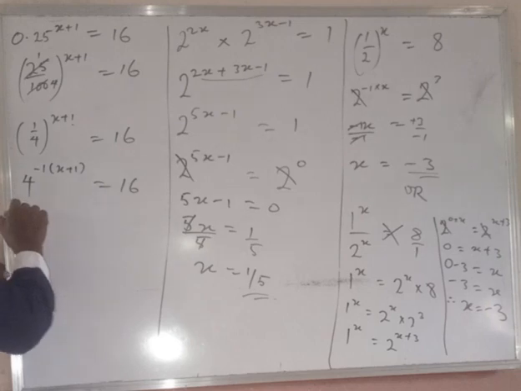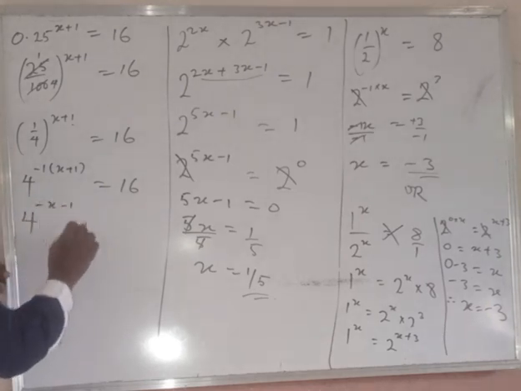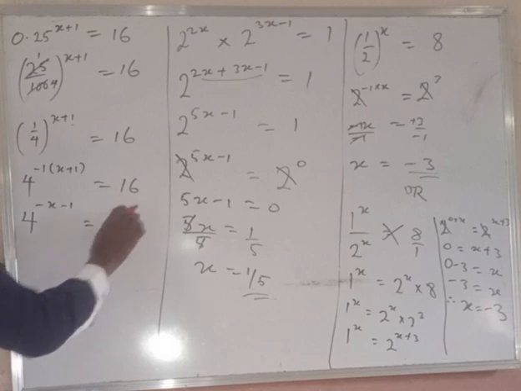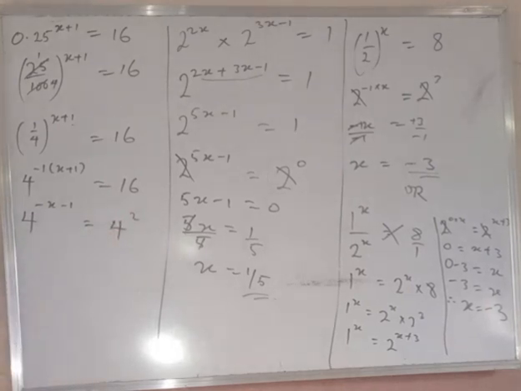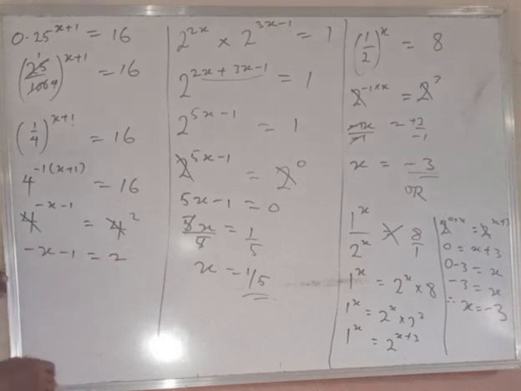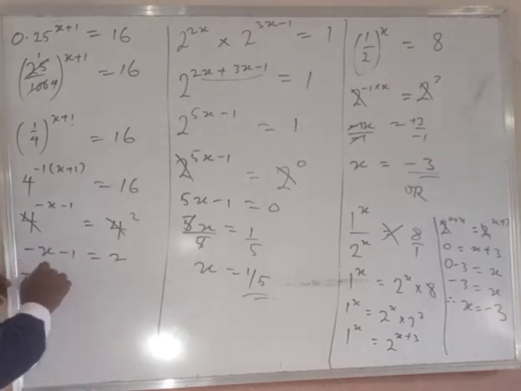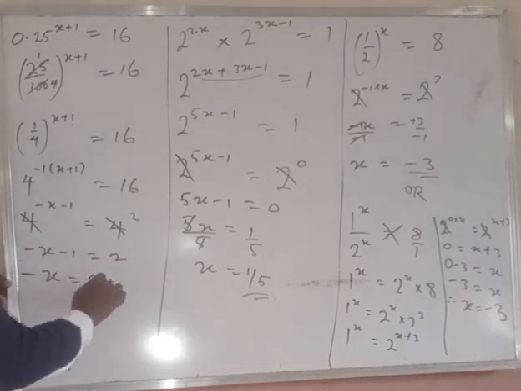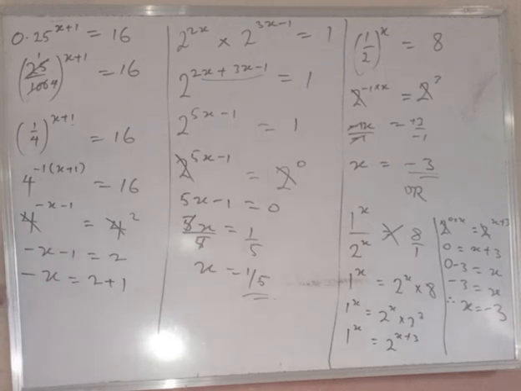So which means I can write it as 4 raised to power minus x minus 1 is equal to, when I write my 16 as 4 raised to power 2. Is it clear? Then this 4 can cancel this 4. We say minus x minus 1 is equal to 2. So minus x is 2 plus 1. Is this clear?